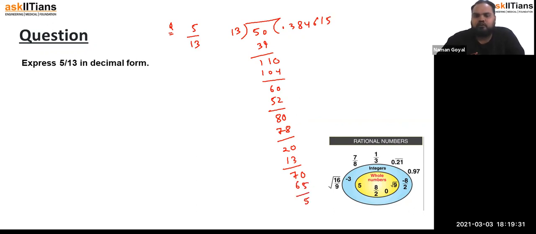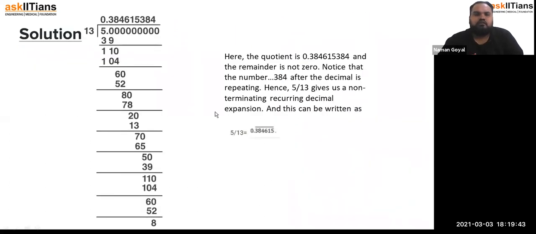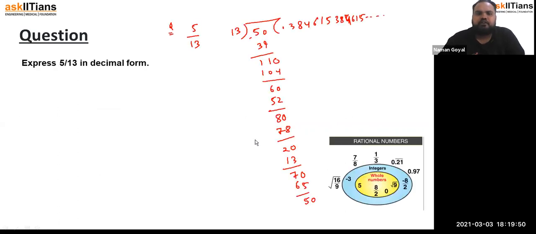So 5. Now if you see again, that series will continue, right? 5 0 will come here and then 5 0. So again what we got? 3 8 4 6 1 5 and so on, like this. So if you see, we got the same 3 8 4 6 1 5. So this quantity 5 by 13 will be represented as 0.384615 bar.